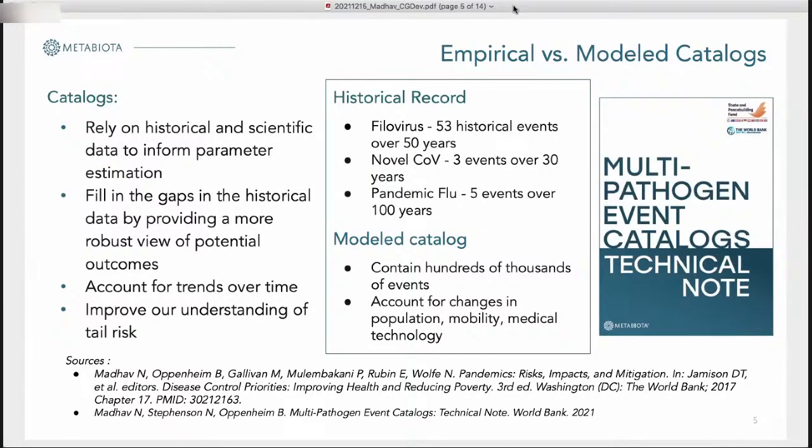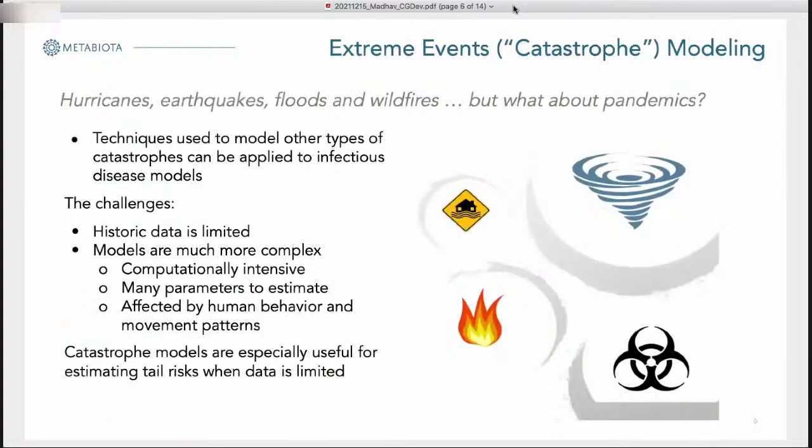We do have a report that we put out with the World Bank earlier this year that talks in more detail about the situations in which an empirical catalog versus a modeled catalog would make the most sense to use. So we're really drawing from techniques that have been applied in other types of perils or disasters, such as hurricanes, earthquakes, floods, and wildfires, a branch of modeling called extreme events or catastrophe modeling. This can be used for infectious diseases as well.